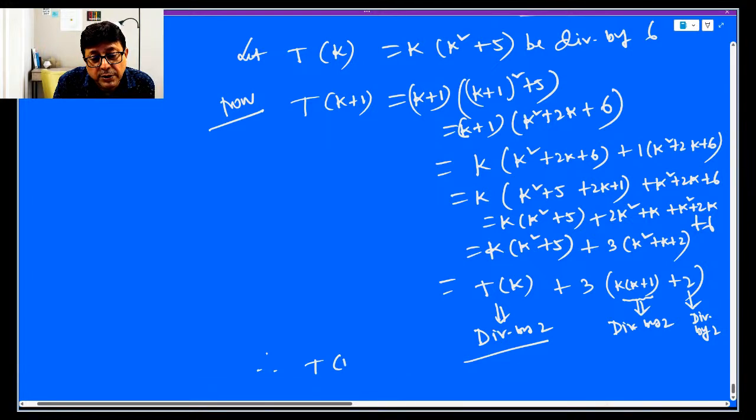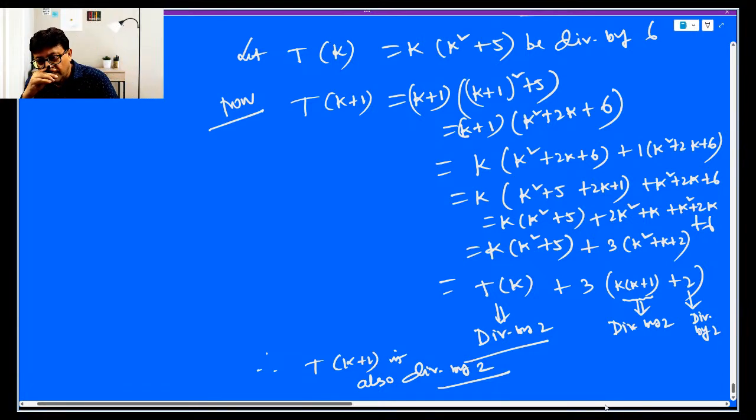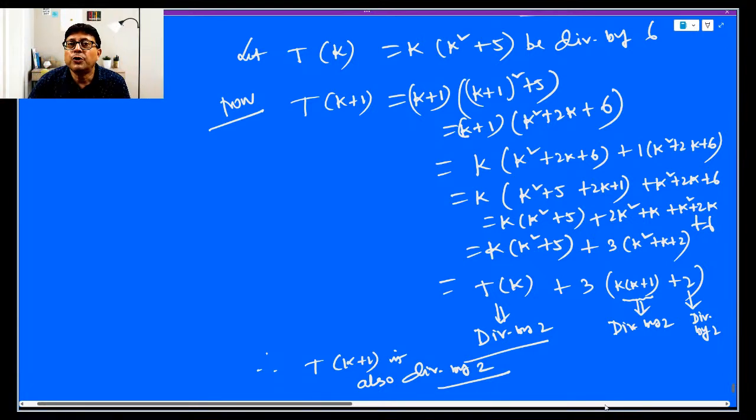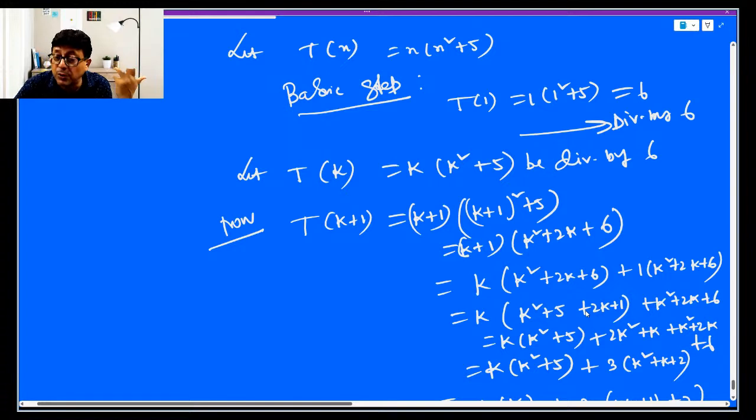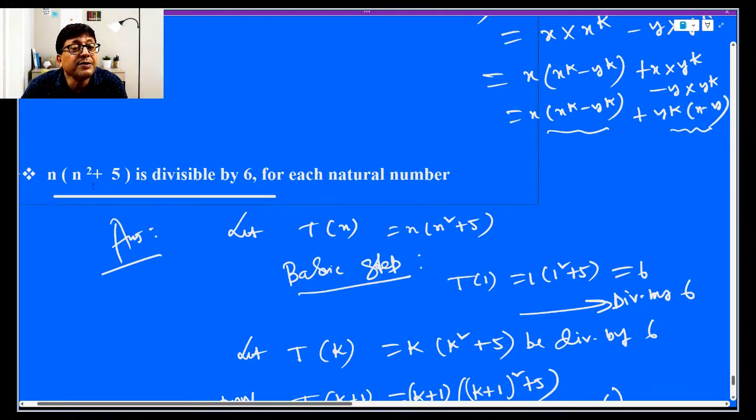Therefore, tk plus 1 is also divisible by 2. Okay. So if tk is divisible by 6, we have proved that tk plus 1 is also divisible by 6. This proves that n into n square plus 5 is divisible by 6. In today's class I have just shown you an alternative way to prove this. Later on, they will hold hands with each other and then you will find some beautiful application in number theory.